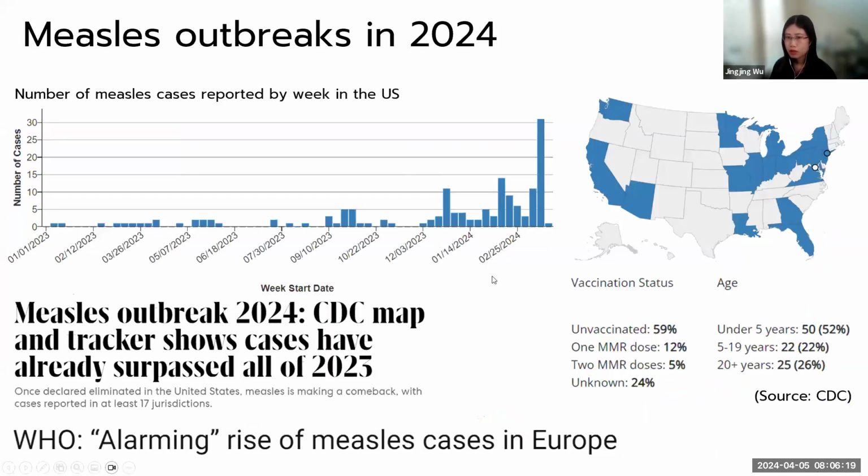Another motivation that makes us want to incorporate measles monitoring into the current wastewater surveillance system in Houston is the measles 2024 outbreak. This bar plot here shows the number of measles cases reported by week in the US. We can see an increased number of measles cases and several peaks in 2024. By the end of March, 97 measles cases had been reported in the US, and here is the case map. 59% of the patients were unvaccinated, and 52 of them were under 5. It also shows some news titles indicating that the current measles outbreak is not only happening in the US, but also in other countries such as in Europe.